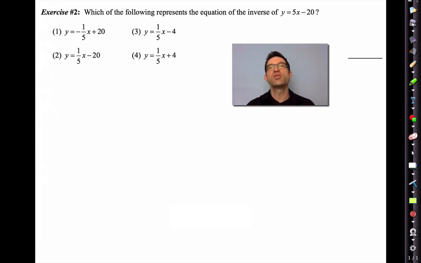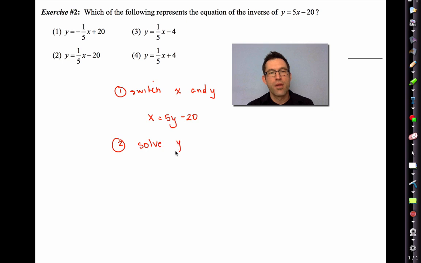All right, so let's talk about how you find equations of inverses. This is a procedure, kind of an algorithm, but it's really cool because all you do, step by step, is you switch x and y. So that'll be x equals 5y minus 20, and then you solve for y. But be careful.